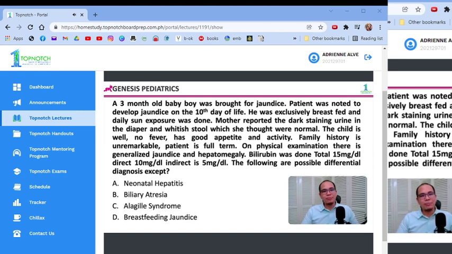Mataas yan. Okay? That's already pathologic. Okay? You did your bilirubin test, which is very important. Okay? Your total is 15, which is high. The direct is 10, and the indirect is 5. Okay? In jaundice in the newborn, kapag yung mga jaundice sa babies, okay, ano ba yung mas tumataas? Is it the direct or the indirect? You have to know this.